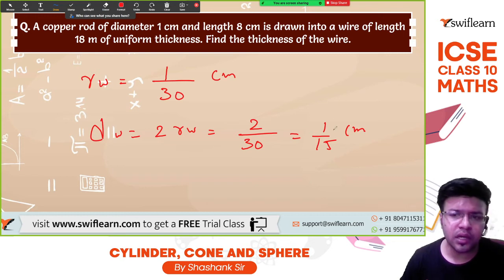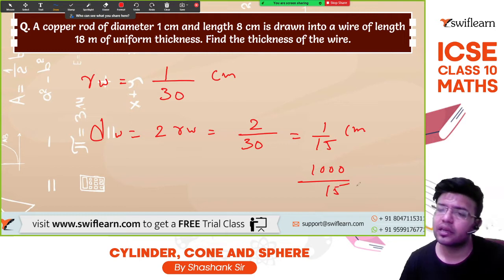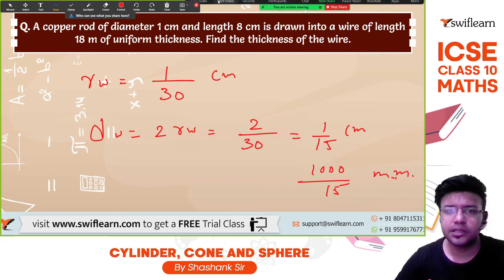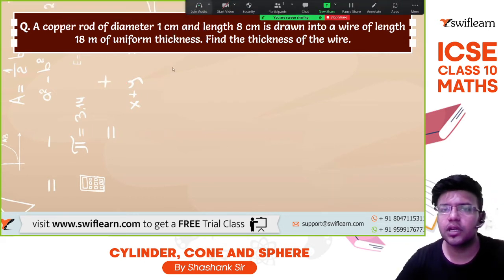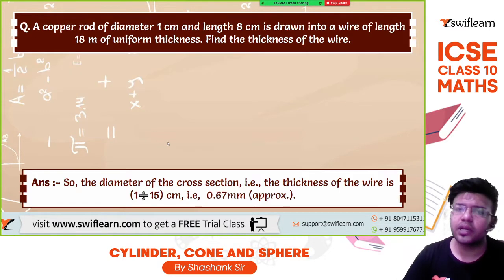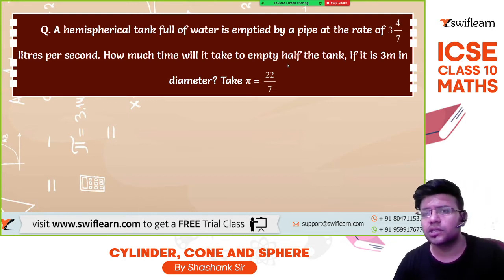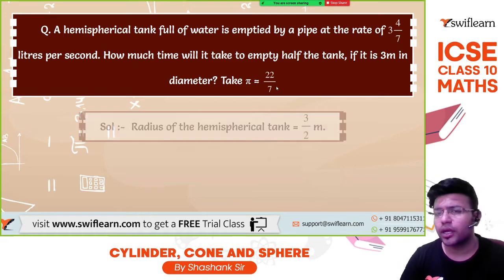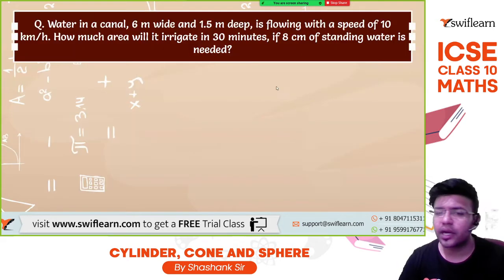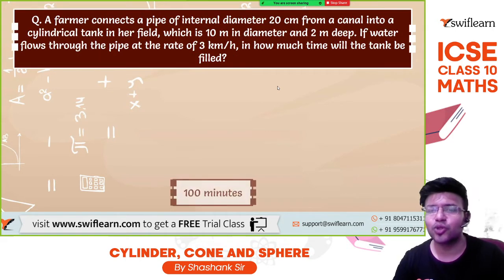If you want it in millimeters, you can convert this in millimeters, like 1000 millimeters by 15. Divide it, you will get in millimeters, or you divide it, you get in centimeters. This is the thickness of the wire, 1 by 15 centimeter. We have solved it right. Now this question is not based on the topic. It is based on flow rate and all, so you can try it. Otherwise, it's okay not to solve this.